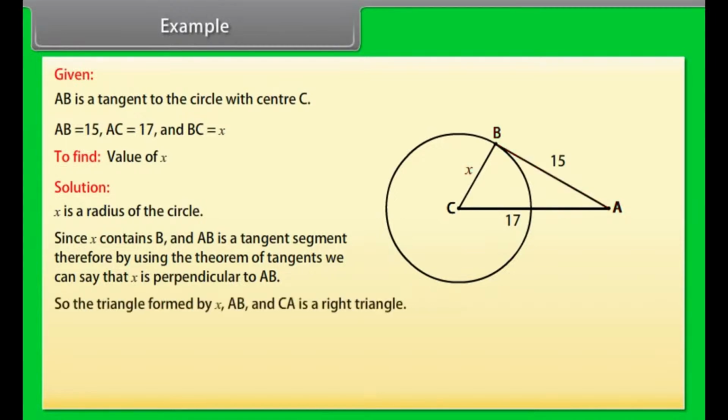So the triangle formed by X, AB and CA is a right triangle. Now by using the Pythagoras theorem, we get 15 square plus X square is equal to 17 square, or X square is equal to 64, which gives us X as 8.